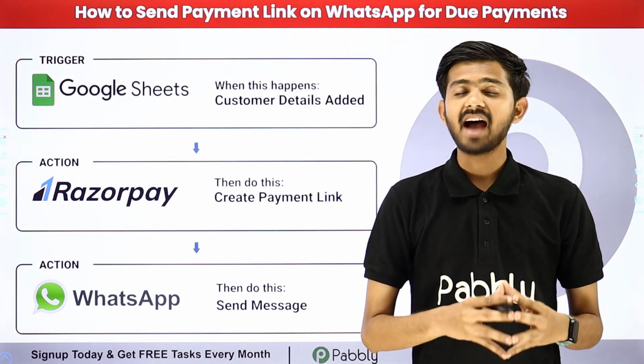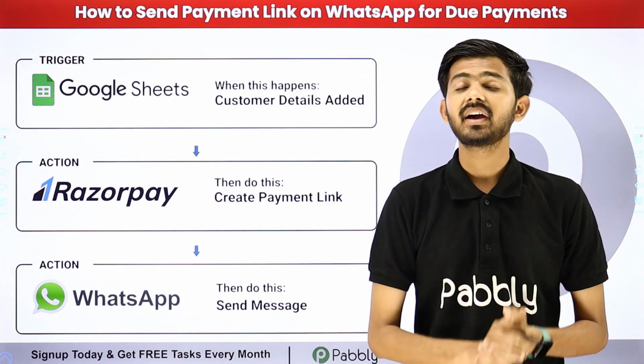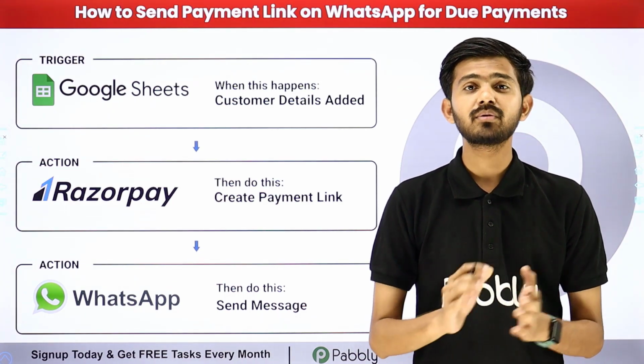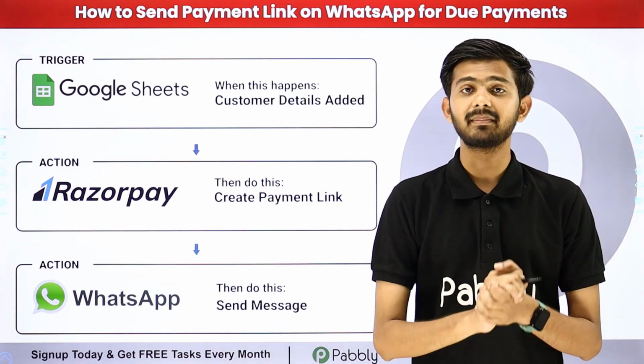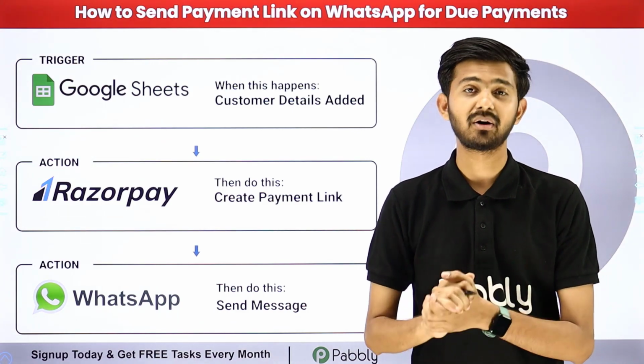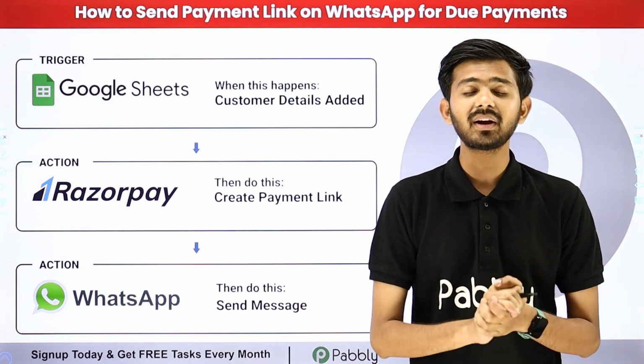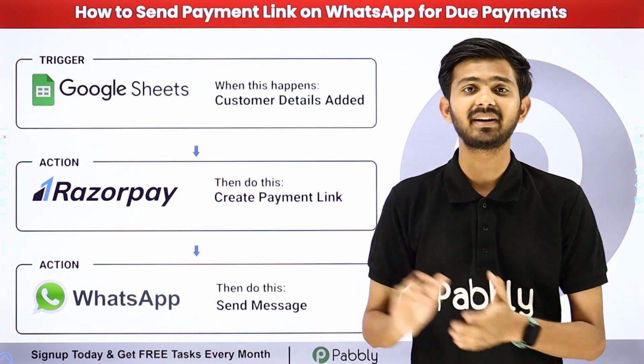So for my objective, I have created a database in my Google Sheet where I'm adding the details of my customers that have the due payments. So automatically by using these customer details, I'm going to create a payment link by using Razorpay for the due amount. After creating this payment link, I'm going to send an automated WhatsApp message to my customer with that payment link.